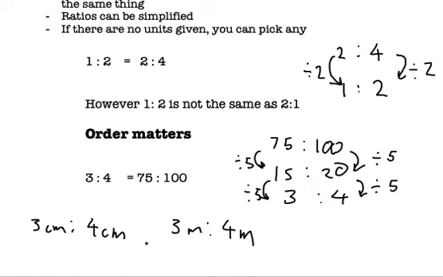Okay? Now, sometimes they might give you a ratio, say 3 centimeters on a map shows 4 meters in real life. This is a bit more complicated, and I'll show you guys this in a different video.